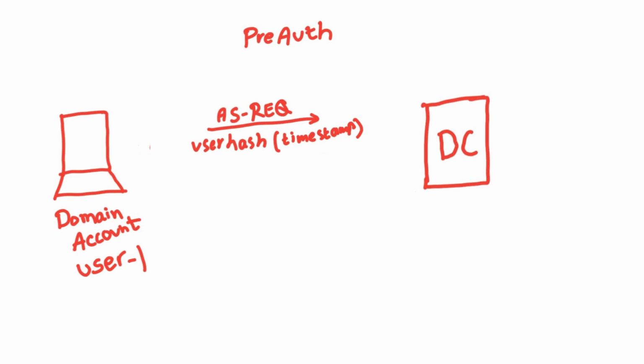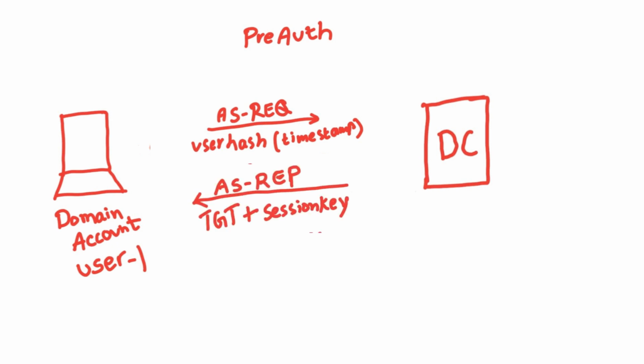Now we will be sending the request which contains the timestamp encrypted by the user hash. Upon receiving it, the domain controller will try to decrypt this data using the user hash and check the timestamp against the packet arrival timestamp. If both match, then it identifies that the user is legitimate and it will send the AS-REP, that is the AS reply, which contains the TGT ticket.